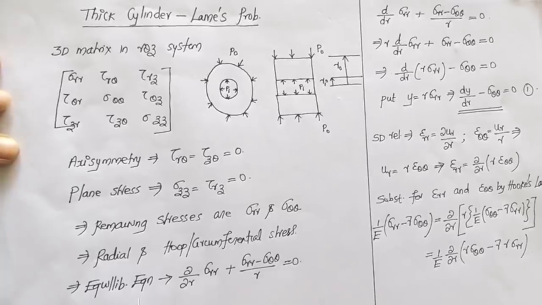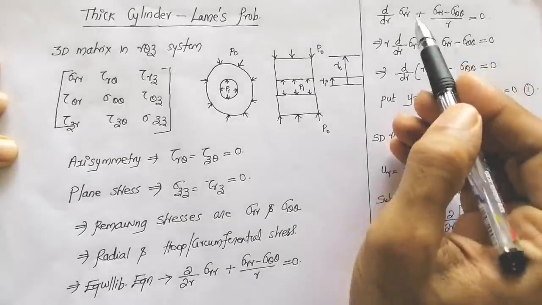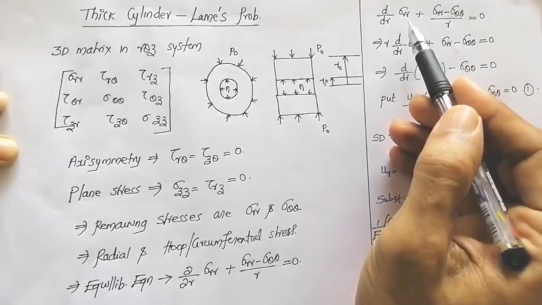Now let us apply the equilibrium equation. As I have told you, we have three equilibrium equations. The equilibrium equation in theta direction vanishes because this is an axisymmetric problem. So dou by dou theta equal to 0, tau r theta equal to tau z theta equal to 0. The equilibrium equation in z direction also vanishes because this is a plane stress problem. So remaining, I am having the equilibrium equation in r direction only, and again applying the conditions of axisymmetry and plane stress, I am getting dou by dou r of sigma rr plus sigma rr minus sigma theta theta by r equal to 0.